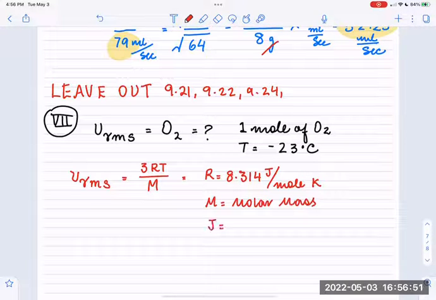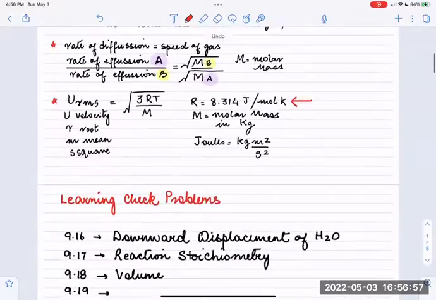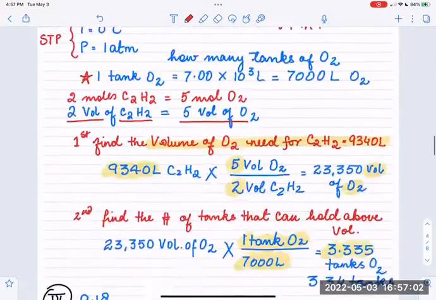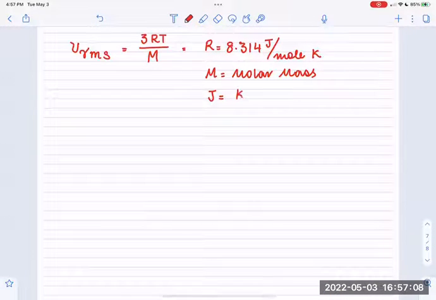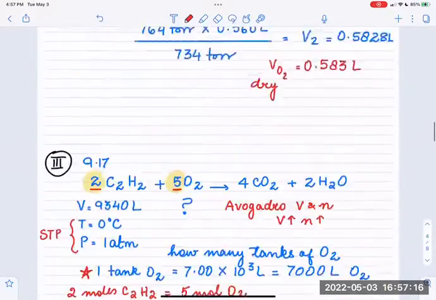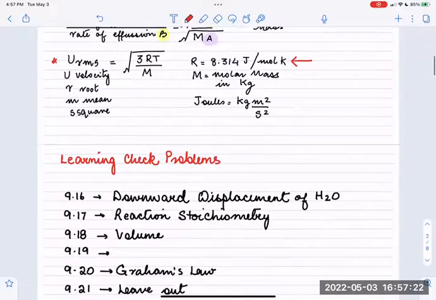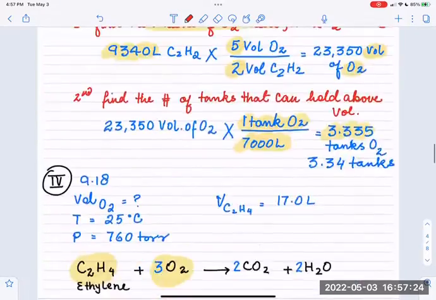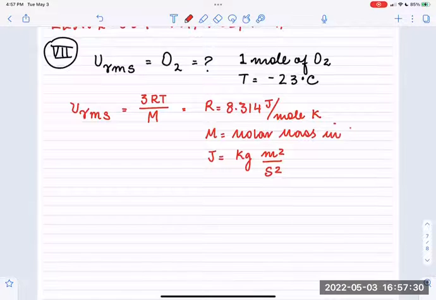And actually, joules also has another formula: joules is equal to kilograms meter squared over second squared. And this molar mass actually is in kilograms. So you will have to convert it from grams to kilograms. All right. Let's get this here. Molar mass in kilograms.